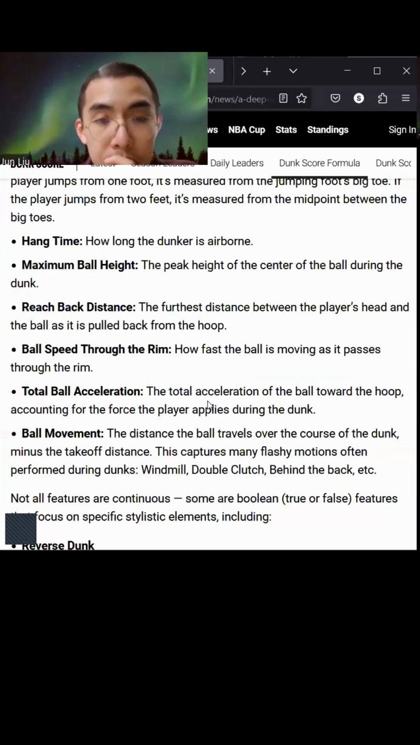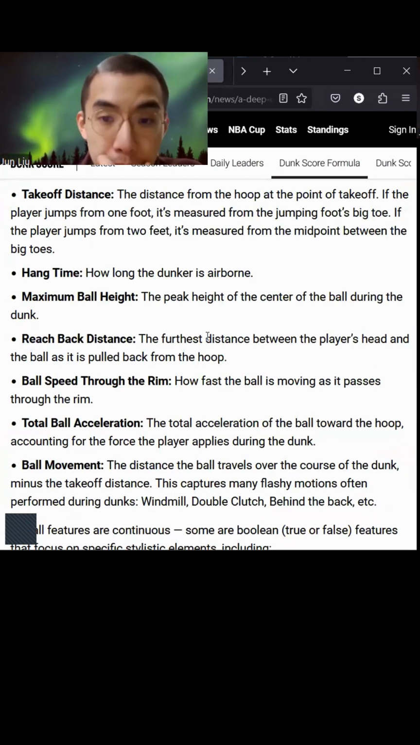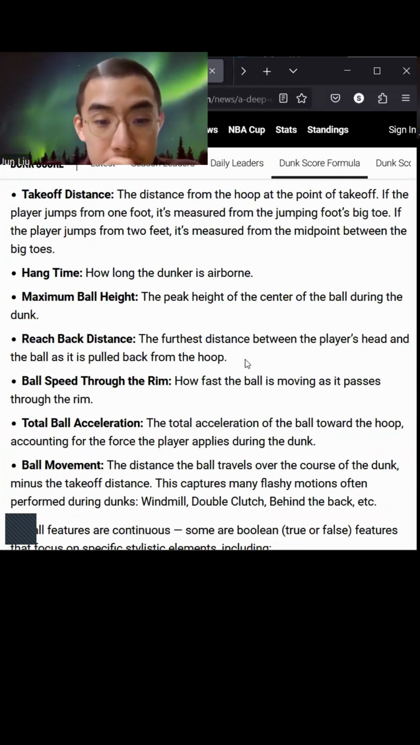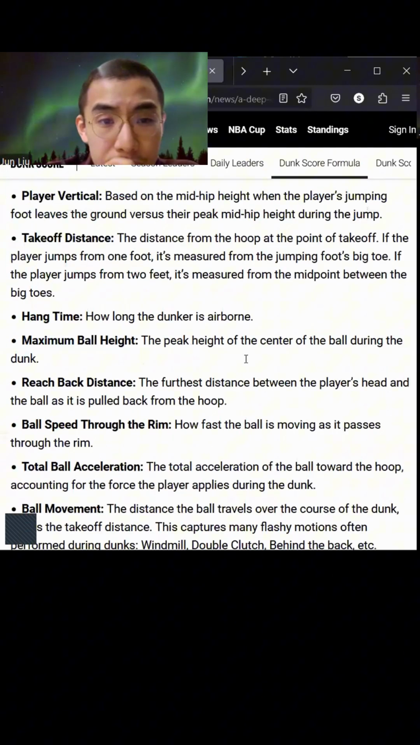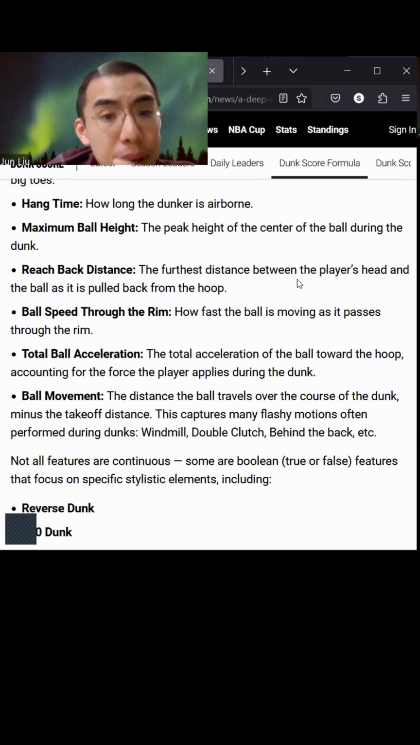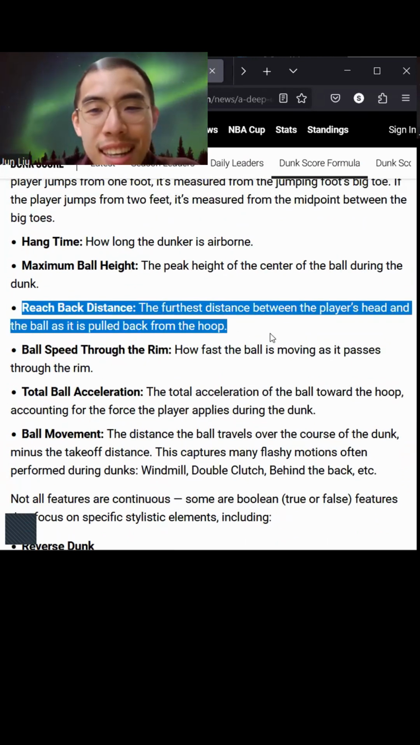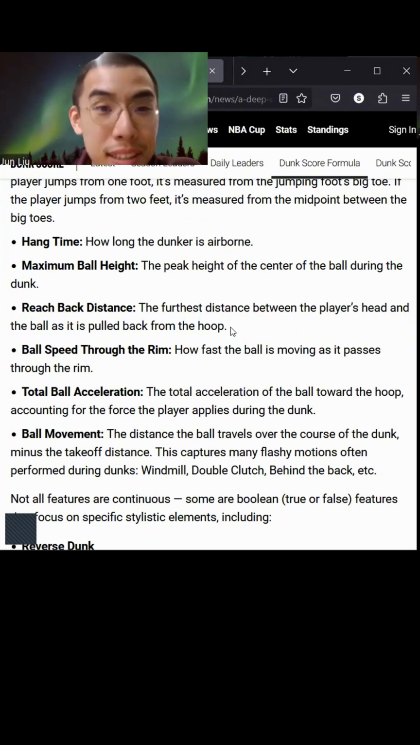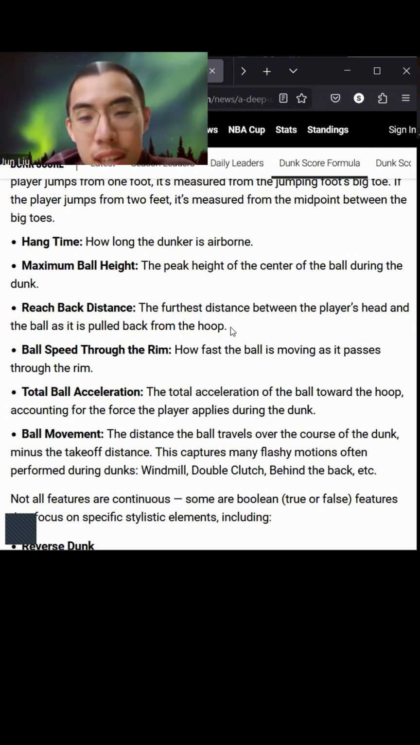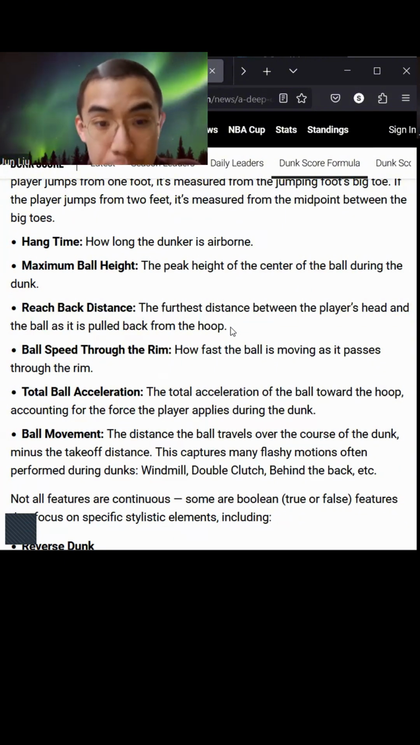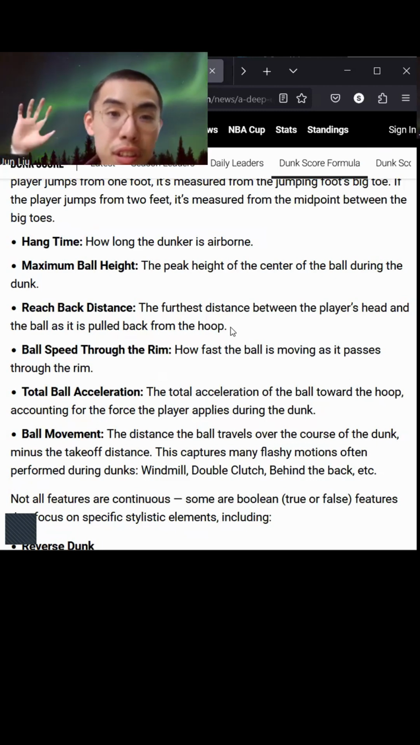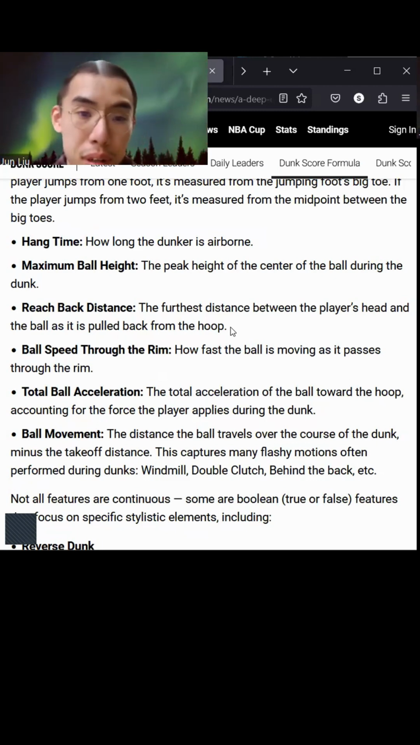So let's keep going. Reach back distance, that's something I just thought about. And I think it should go into the style. It doesn't quite say here, but I assume it goes back into the style. And what's pretty cool, again they chose the simplest method, which might be quicker. Furthest distance between the player's head and the ball. So the further the ball is backwards behind the player, the greater the score.